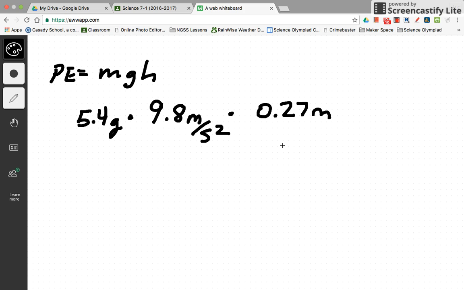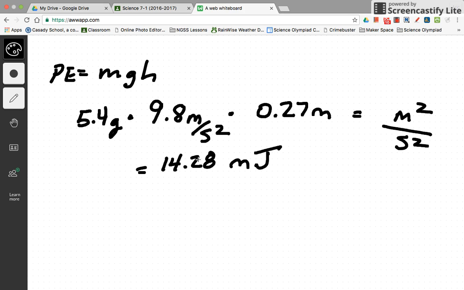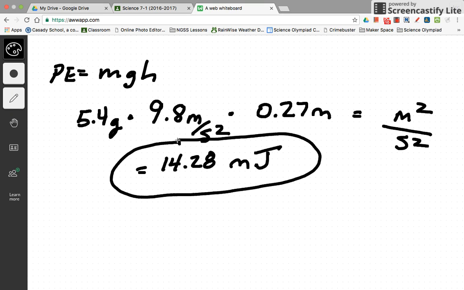Now it's just a matter of multiplying all those across. That gives me 14.28. Once again, that's grams times meters squared per second squared. Notice that a meter times a meter gives me meters squared, and then it's over seconds squared, and then I have my gram. In order to save us some conversions, that answer is going to give it to me in millijoules. So that's how many millijoules of energy I have.